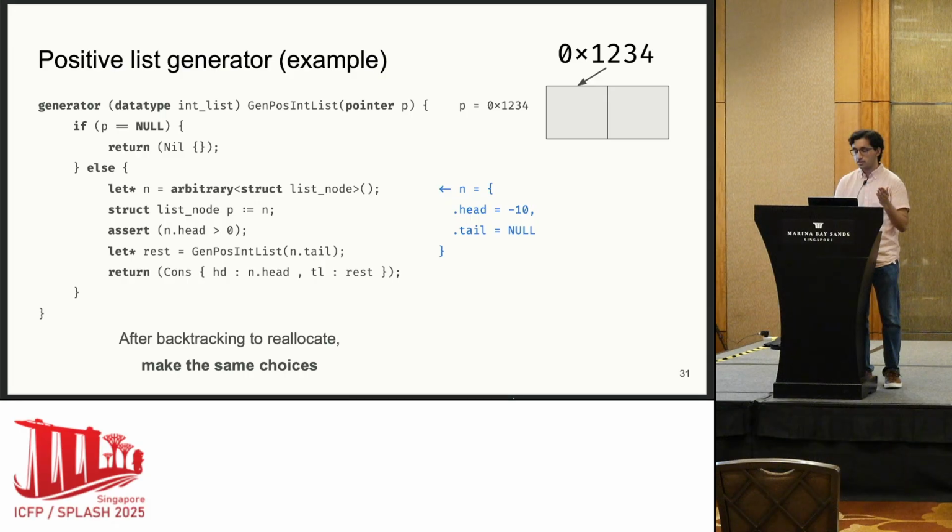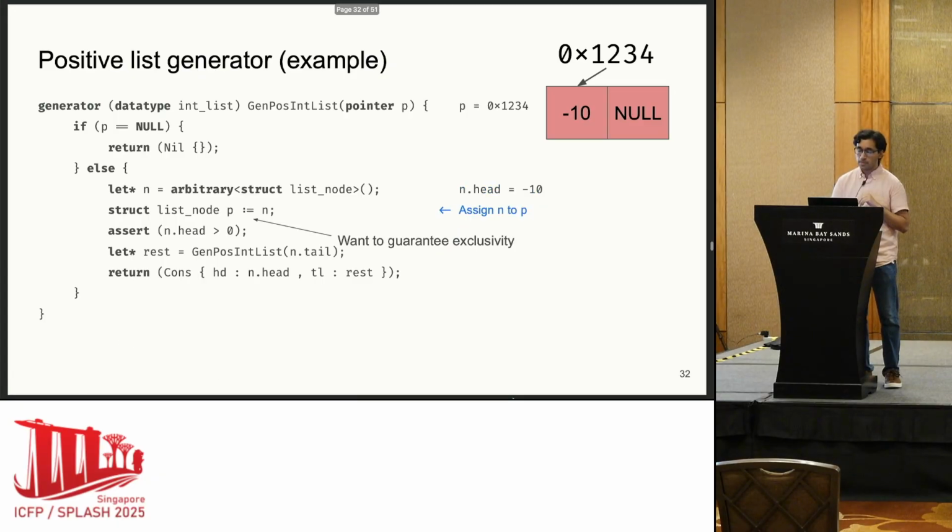We're going to generate another arbitrary struct list node. Important to note is that it's not a coincidence that the value of head here is -10, and it was -10 before we backtracked. After we backtrack to reallocate specifically, we will always make the same choices. This is because otherwise you would end up skewing the distribution of outputs to be smaller, because the larger an input that you're trying to generate, the more likely you are to backtrack to reallocate, which would regenerate a bunch of values. And so you have to really make sure that you make the same choices.